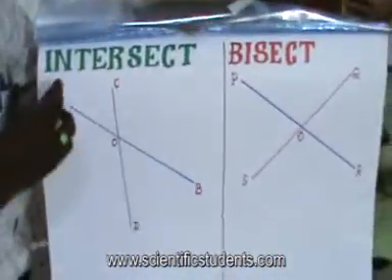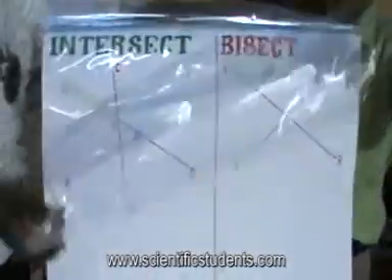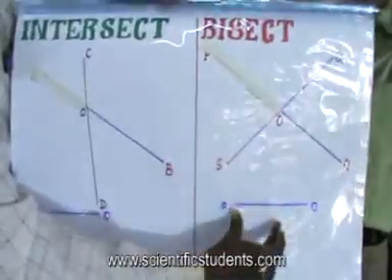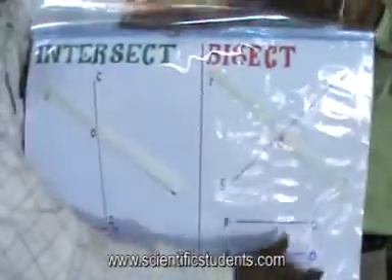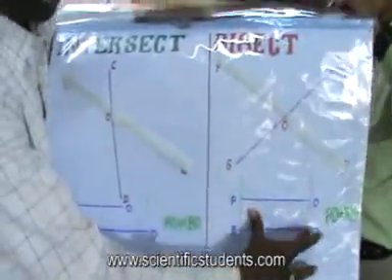I want to differentiate between intersect and bisect by using this. For this, I have taken 2 lines cutting here at the point O. This line is cut and pasted here, and this line is also cut and pasted. Again, this line is cut and pasted. These 2 lines are not equal. These 2 lines are equal.